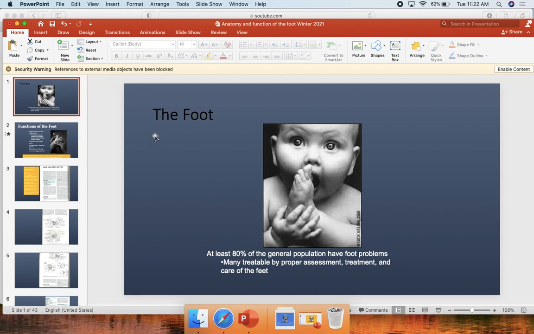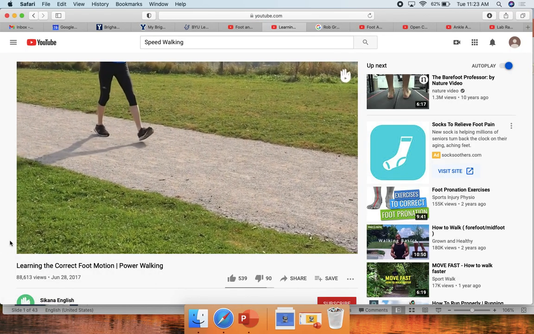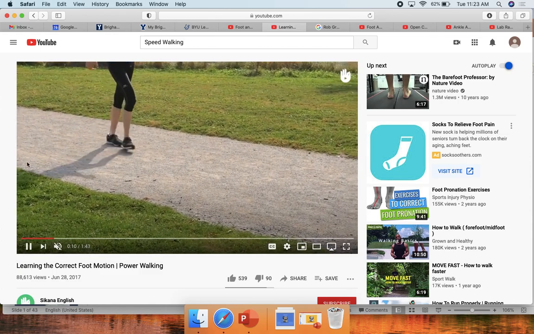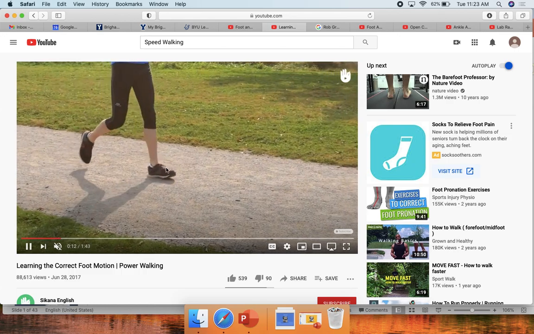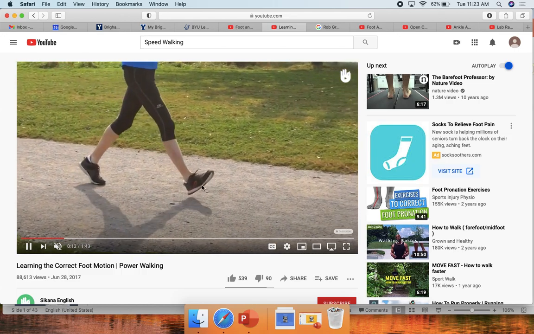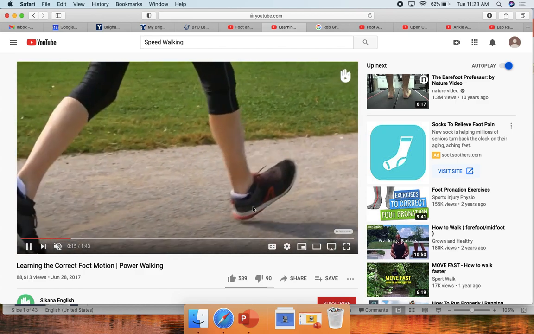This short video will be covering a basic review of the structure and function of the foot, specifically in regards to its anatomy. I wanted to start with covering the functions of the foot and using this video of power walking to help highlight a few of those. The foot is the base for the body, and the foot is the reason, a lot of the reason for the stability that we're able to find in our day-to-day life.